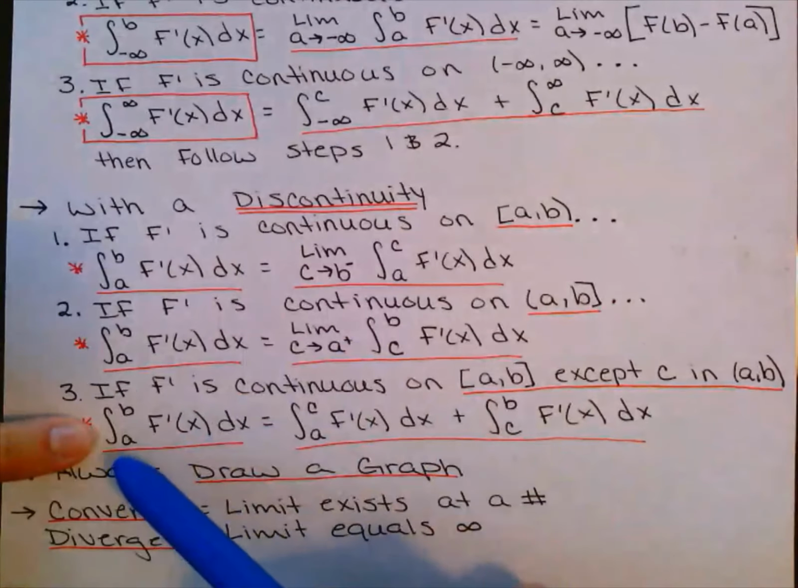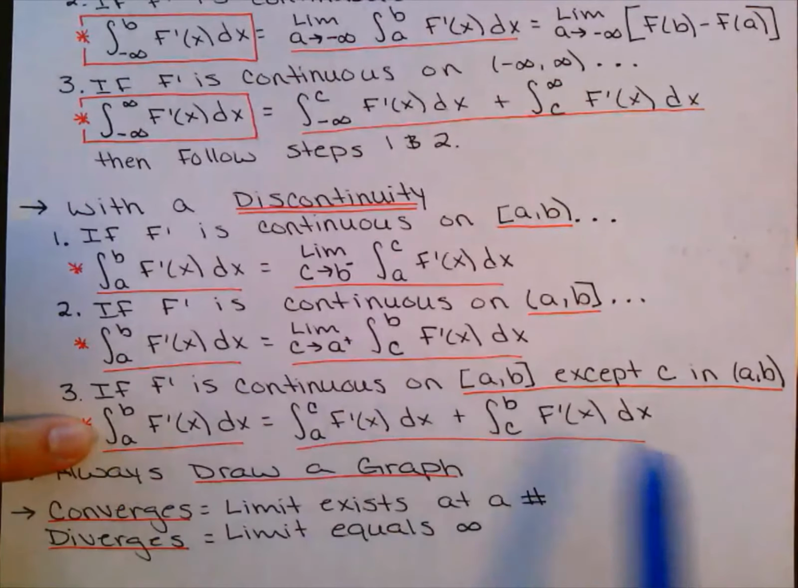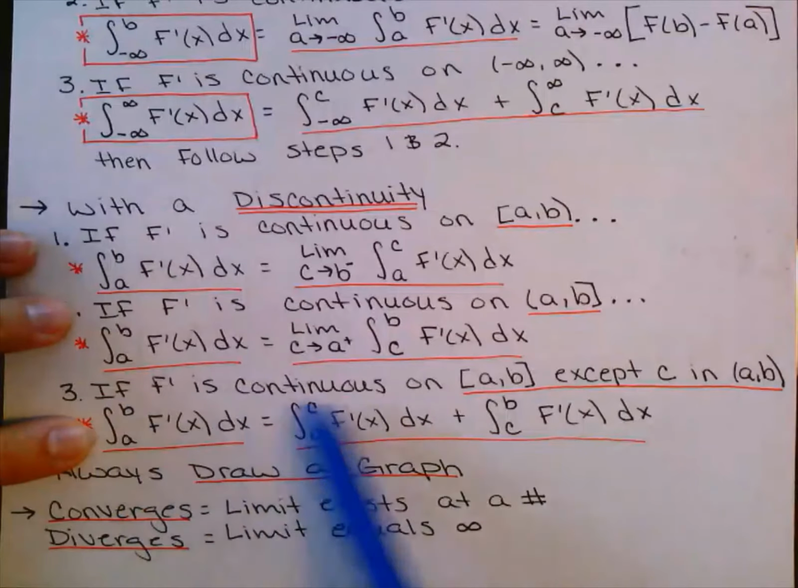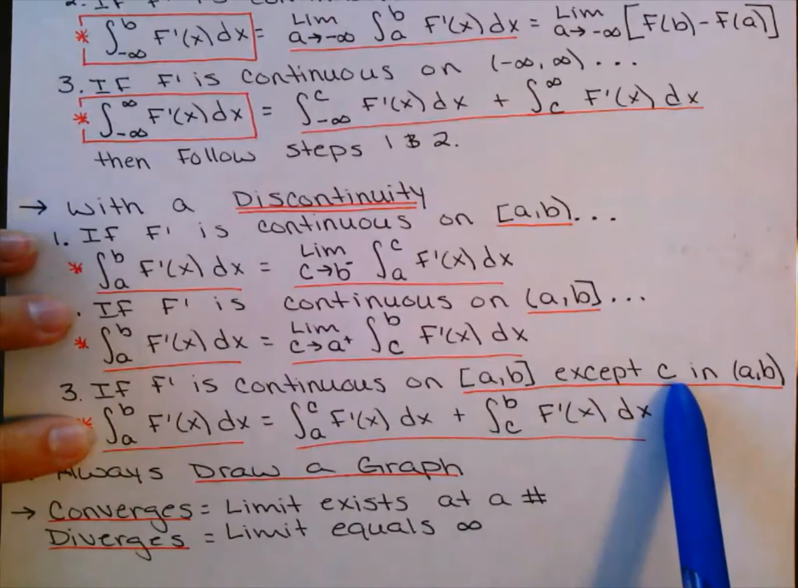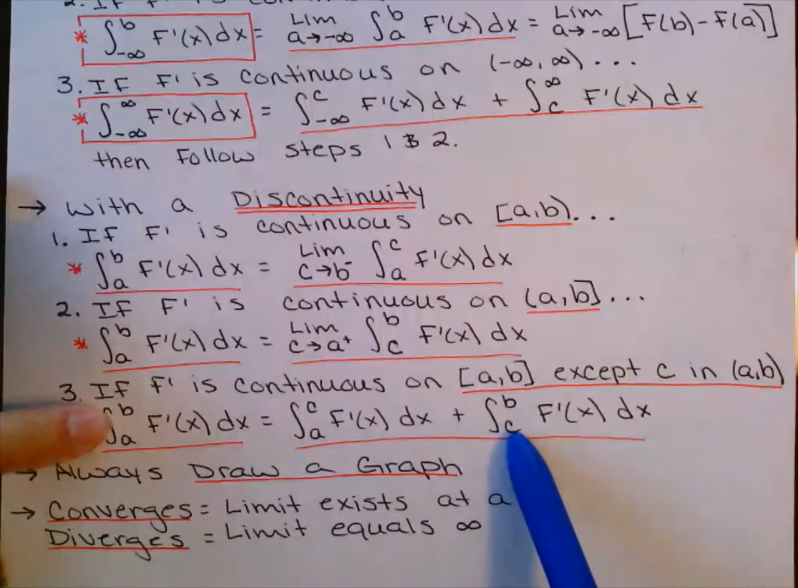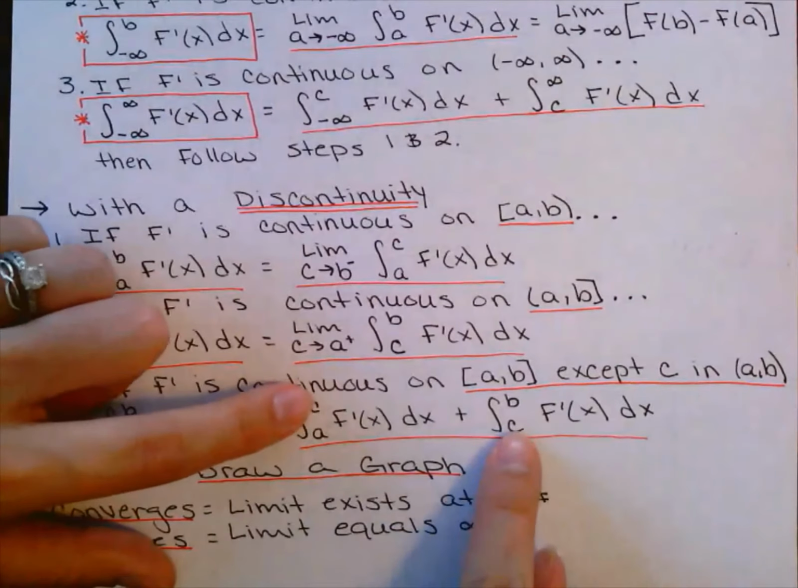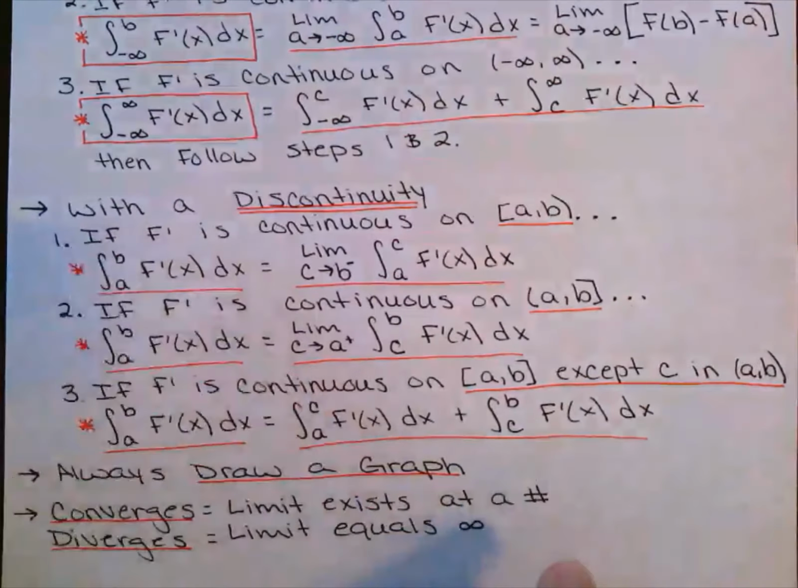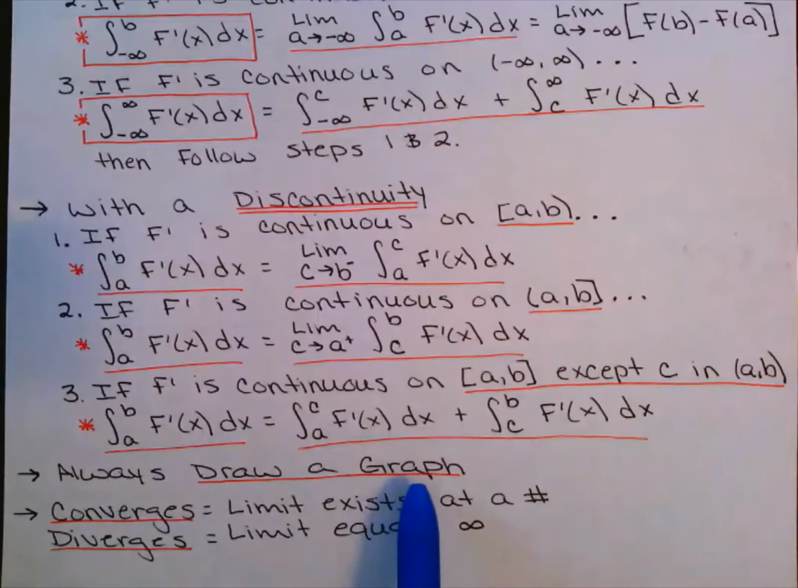If f prime is continuous on a to b except at c, so the discontinuity is not at one of the endpoints and it's somewhere in the middle, then I'm going to chop it up at that middle point, just like I did with the infinities, and I can solve each of them. Some last bit of information before we start solving these is to always graph them.